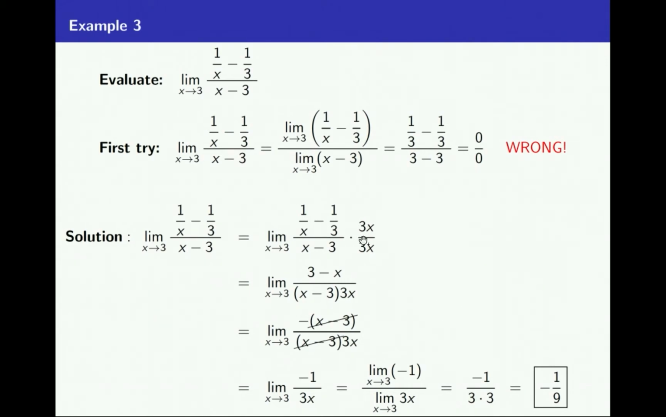Technically, you can multiply by any expression divided by itself as long as it's not 0 divided by 0, but only certain expressions divided by themselves are going to give you traction. Here it had to be 3 times x to simplify this to 3 minus x.